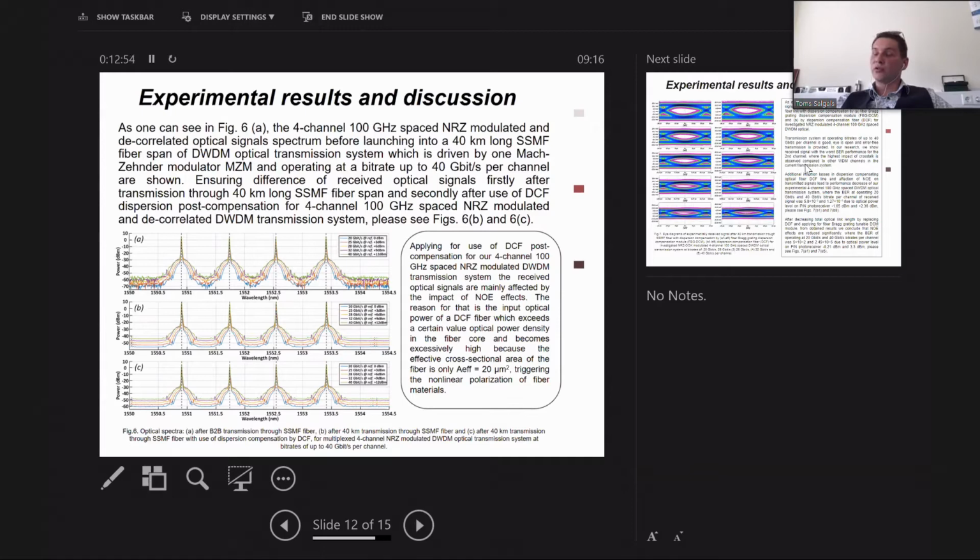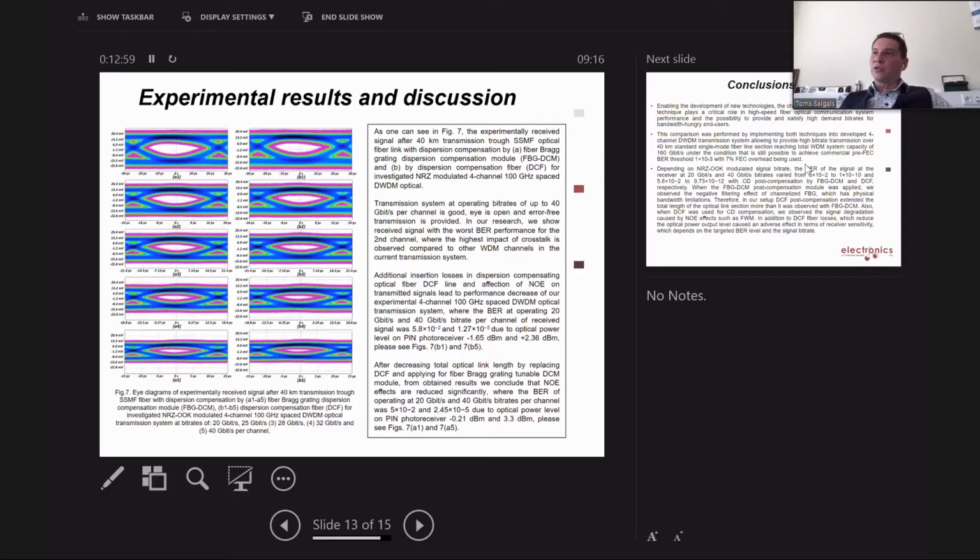And according to the experimental results, these are the eye diagrams depending on the data rate and on the compensation method, the FBG or the DCF, which we analyzed. This is the experimental received signal after 40 kilometers. That means we can see that with the fiber Bragg grating and with the DCF, the transmission system operating at bit rates up to 40 gigabits per channel is good, and error-free transmission was provided.